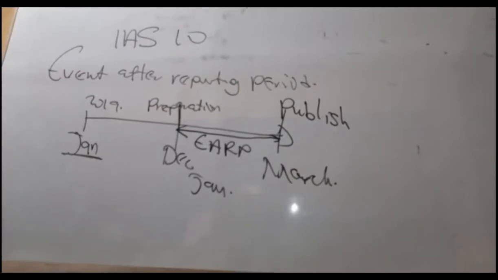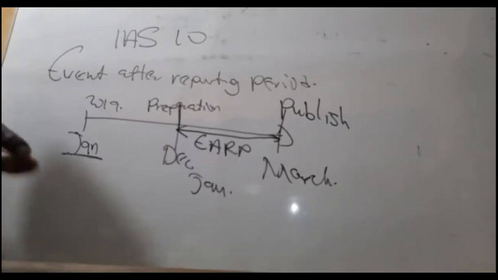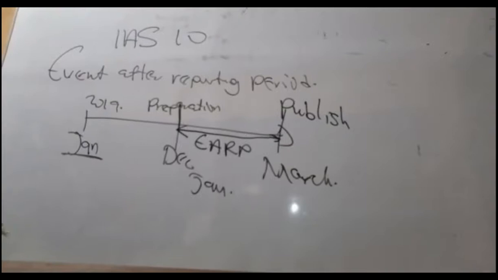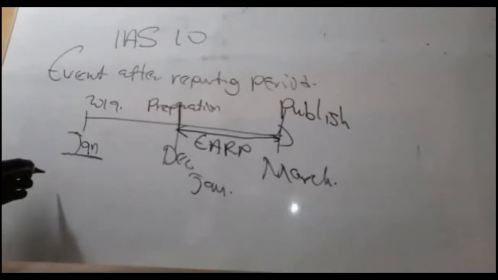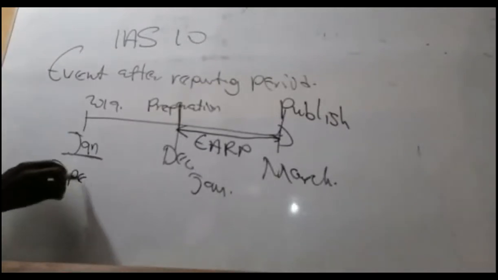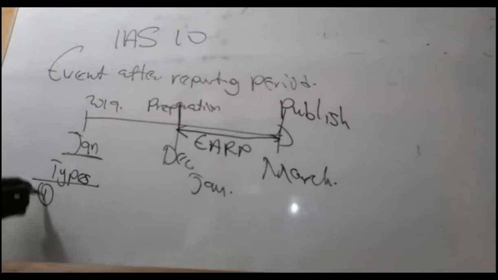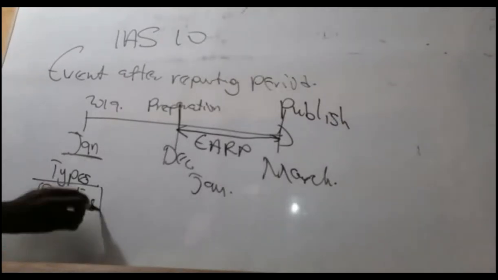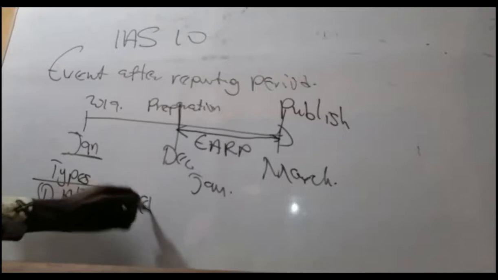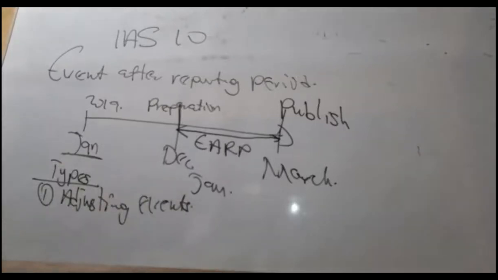There are two types of such events. Now let's look at them. We have what we call adjusting events and non-adjusting events. As the name suggests, adjusting event: some of the events call for adjustment. So, types of event after reporting period: we have one, adjusting event, and non-adjusting event. Now let's explain adjusting event first.